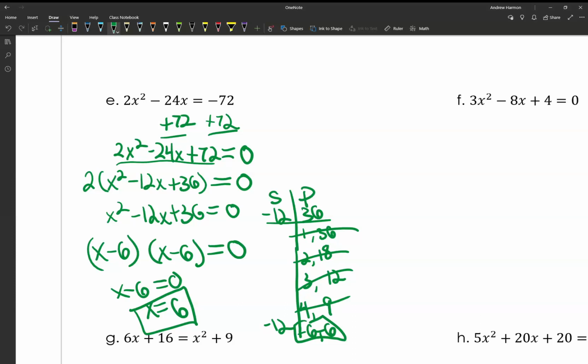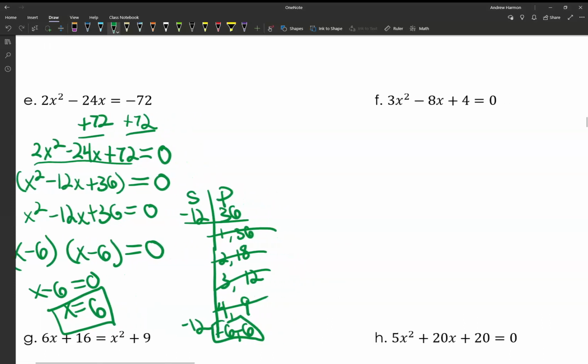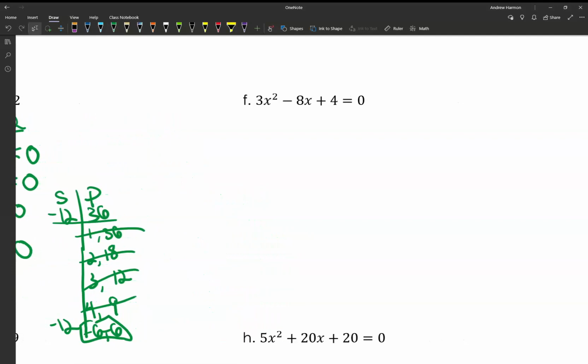Okay, interesting one. Let's take a look at another one. Letter F, 3x squared minus 8x plus 4. Alright, so this one is set equal to 0, so we're good there. It doesn't have any GCF, and it's not a difference of squares. But the a value is greater than 1, so this one, we're going to have to do the slide and divide. So to start, we have to get a sum of negative 8, but we have to slide 3 times 4, get a product of 12.